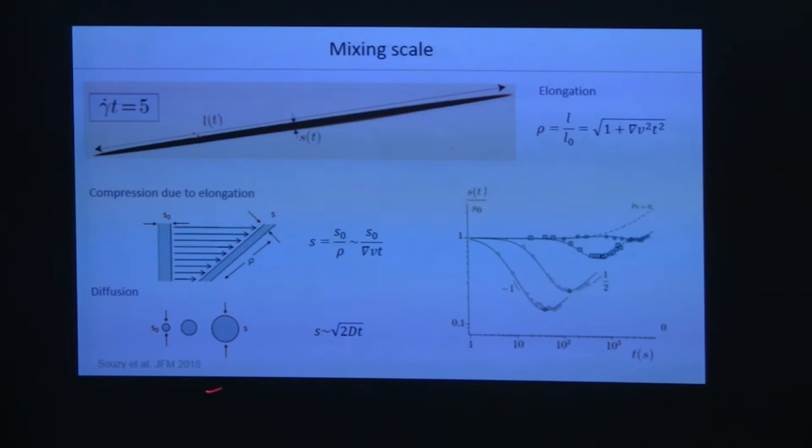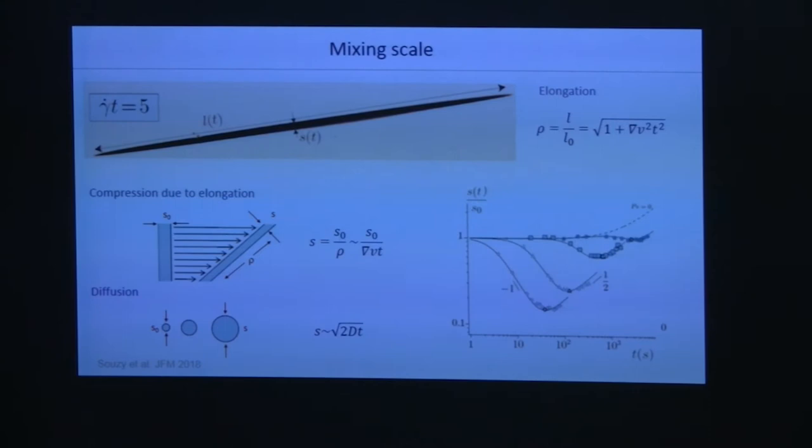But at some point, there is an equilibrium between these two terms that leads to a time where the scale cannot decrease any smaller. We have a balance between the two. So how do we find that scale? It's a famous scale named after Batchelor, a fluid mechanics scientist, that defines the scale at which compression equilibrates with diffusion.